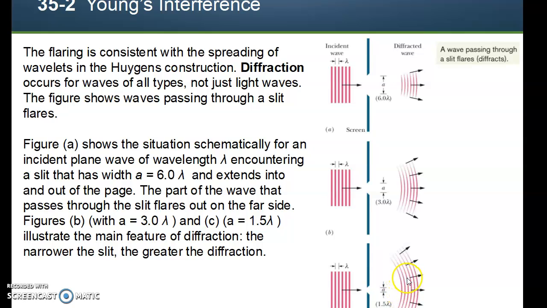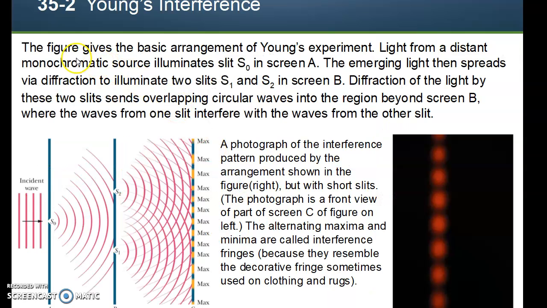The diffraction pattern exists when you have another set of slits associated with this. For example, this figure gives you the incident wave, and you have your diffraction here. When you have these 2 additional ones at another location further from here, you'll get constructive and destructive interference as you go along there, with a maximum here, with an absolute minimum in between. Okay, so the diffraction of the light by these 2 slits sends overlapping circular waves into the region beyond the screen B. And I think we will have to stop right there.